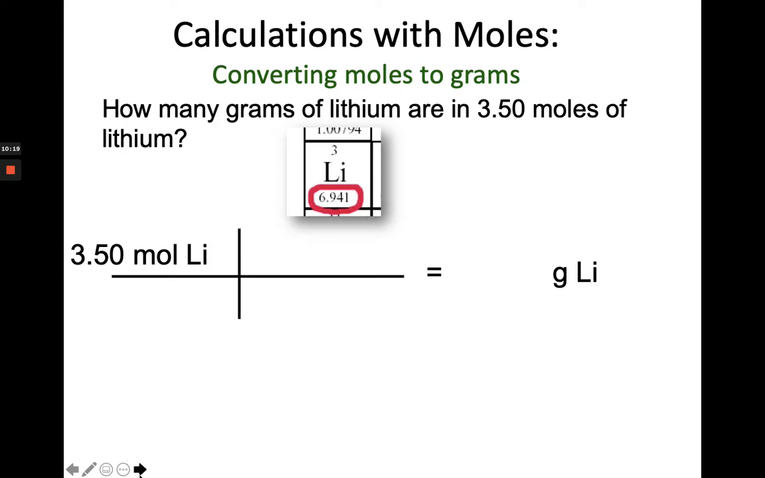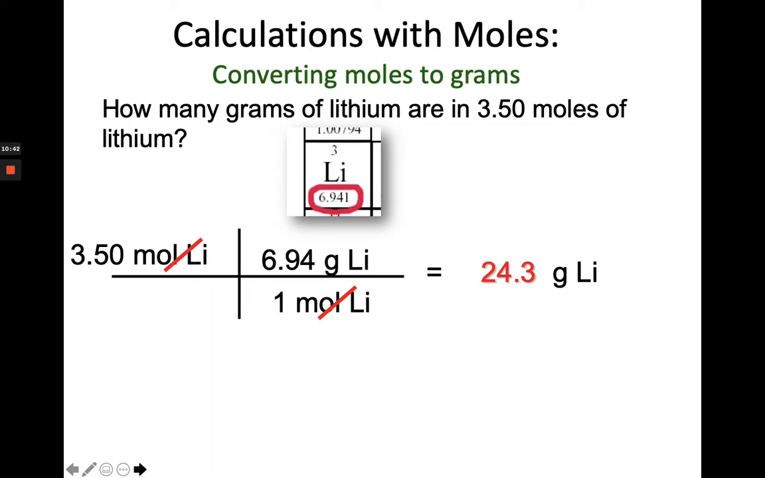And then we're going to arrange our conversion unit so that we cancel moles and are left with grams. So we'll cancel out moles, and that means we're just going to multiply. When it's side by side, it's multiply. When it's below, it's divide. So this is just going to be 3.5 times 6.94, and that will give you 24.3 grams.